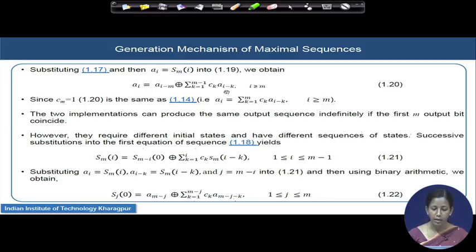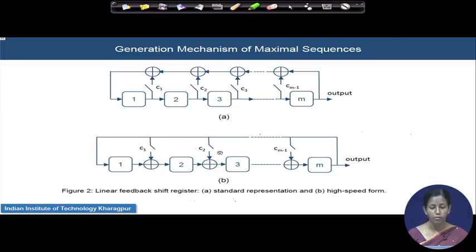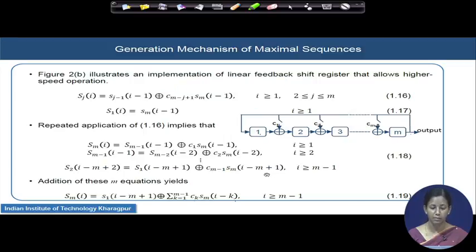And since I understand the Cm should always be equal to 1, this equation basically is the same as we have derived earlier. So, this is a proof that the high speed form can also generate the same sequence as the previous non high speed form. I mean, this circuit and this circuit will give you the same sequence, the only difference is that this can generate the sequence at a very high speed.